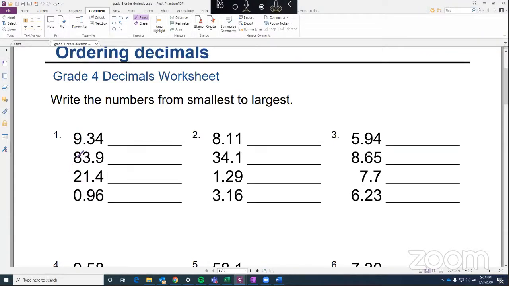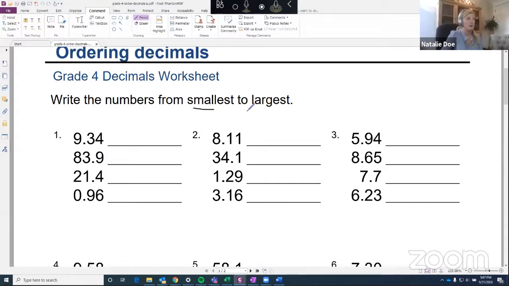83. Yes. So even though it's got this decimal point, that's a 9, that seems like a high number, right? It's actually the tens place and the ones place. 83 plus a little bit is going to be bigger than 21 plus a little bit, or bigger than 9 plus a little bit. So when it says write the numbers from smallest to largest, we know 83 is going to be the biggest one. So we're going to put this one down here.